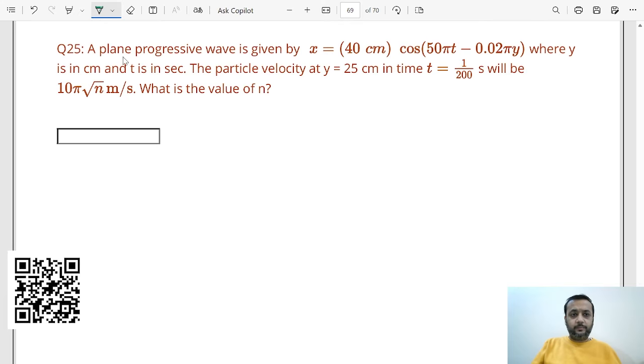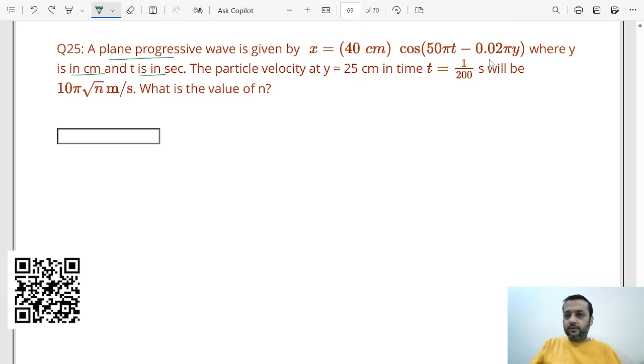In this question, there is a plane progressive wave which is given by x equals 40 cos(2πt − 0.02πy), where y is in centimeters and t is in seconds. We have to find the particle velocity for y equals 25 and time equals 1/200 seconds. So the particle velocity has been given, and we have to find the value of n.